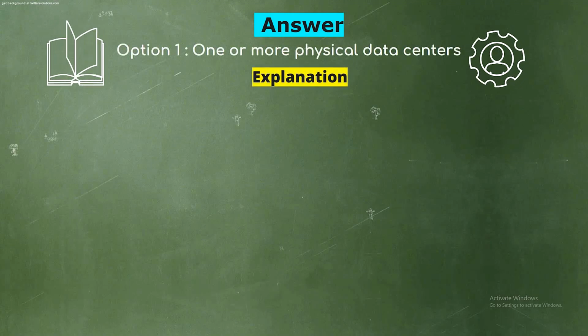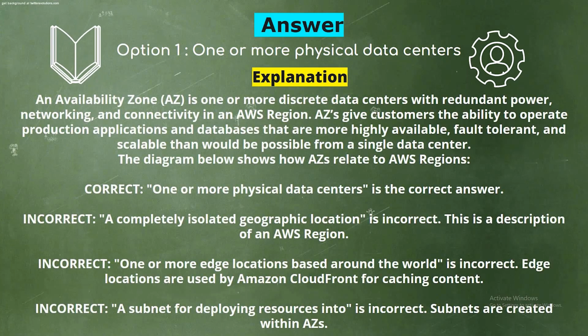Explanation. An availability zone, AZ, is one or more discrete data centers with redundant power, networking, and connectivity in an AWS region. AZs give customers the ability to operate production applications and databases that are more highly available, fault-tolerant, and scalable than would be possible from a single data center. The diagram below shows how AZs relate to AWS regions. Correct, one or more physical data centers is the correct answer.